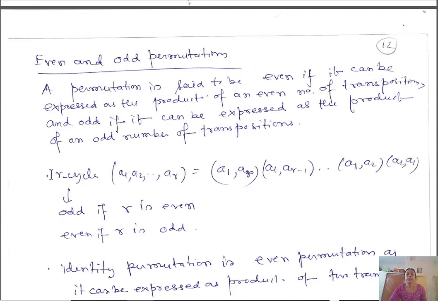So the r-cycle is an even permutation if it has an even number of transpositions. If r minus 1 is even, that means r is odd. So an r-cycle is an even permutation if r is odd, and an odd permutation if r is even, because an r-cycle can be decomposed into r minus 1 transpositions. It is even if r minus 1 is even, and odd if r minus 1 is odd.